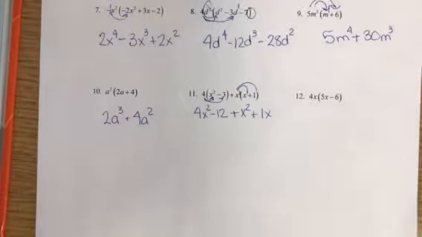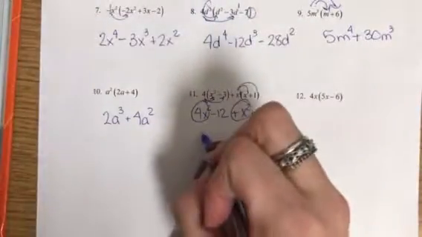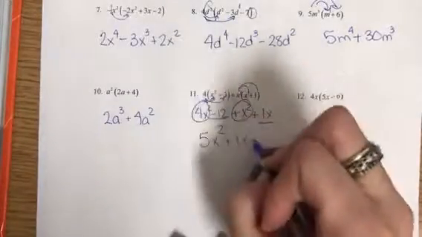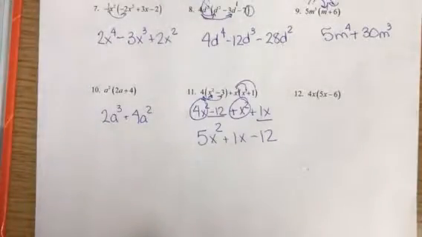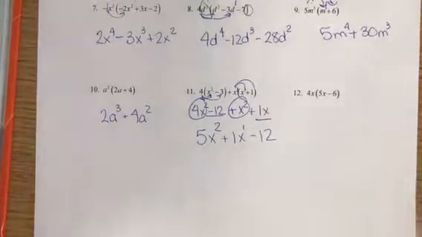Okay, but again, we want to get our answer in the correct form, so like terms combined and in the correct standard form, so highest exponent to lowest. So a 4x squared and an x squared will give us a 5x squared plus 1x minus 12. Right? Exponent of 2, exponent of 1, no exponent at all. So that's the correct order we want.